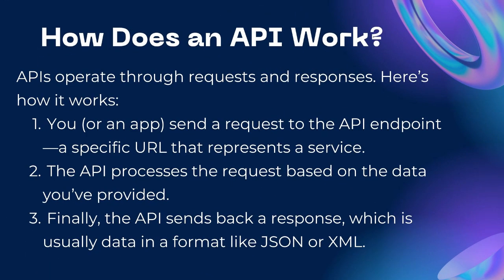Then, how does an API work? APIs operate through requests and responses. Here's how it works. First, you or an app send a request to the API endpoint, a specific URL that represents a service. Then, the API processes the request based on the data you've provided. Finally, the API sends back a response, which is usually data in a format like JSON or XML.